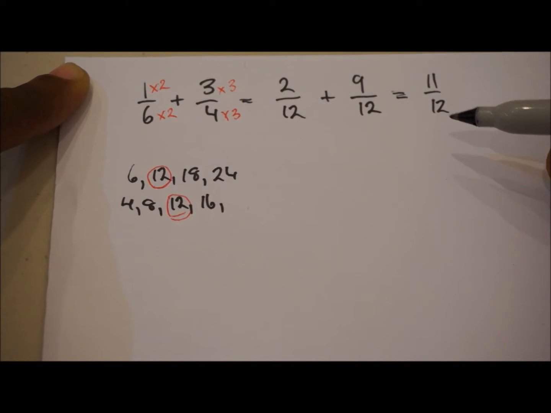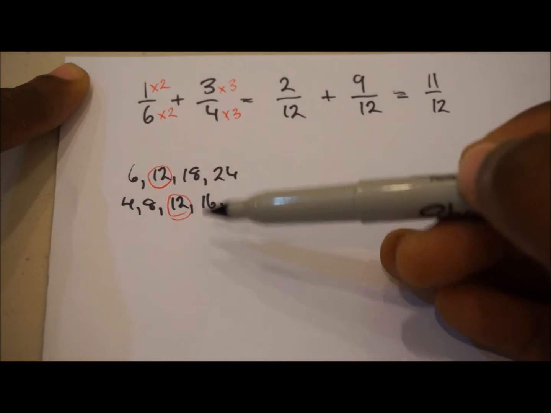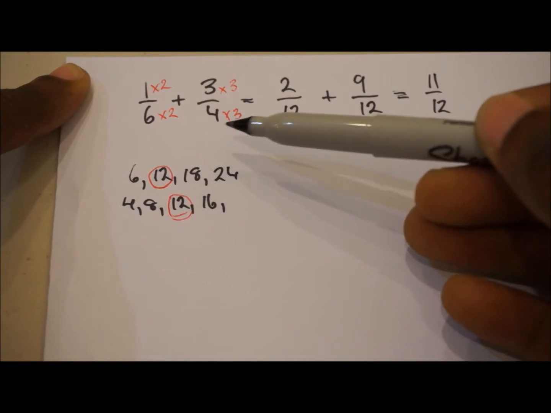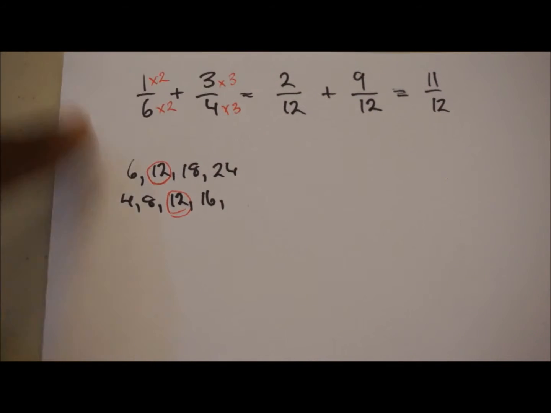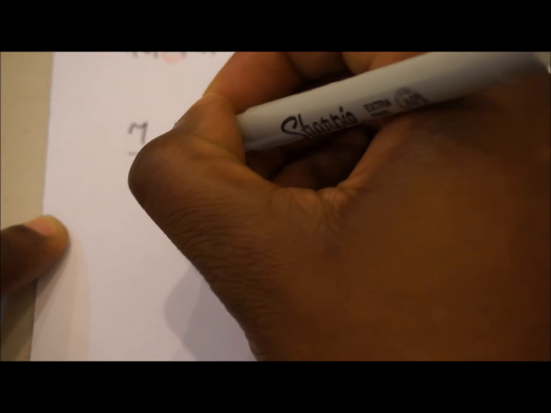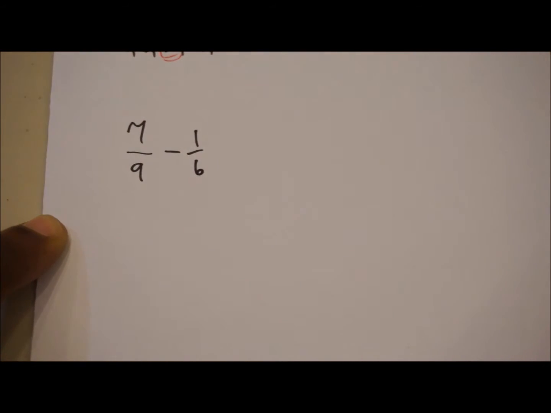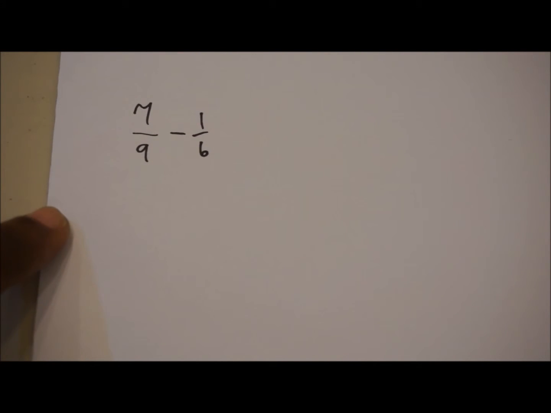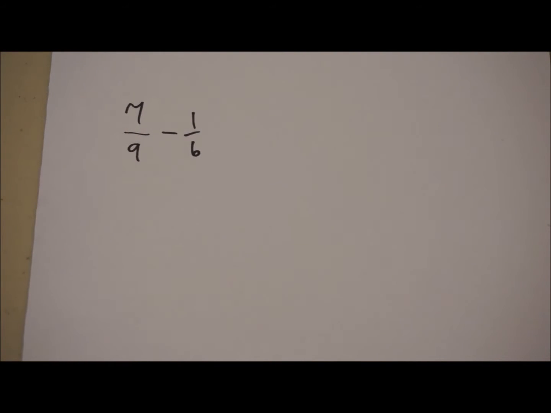Again, remember what we try to do is get our denominators to be the same by looking at our timetables for 6 and 4 and then using that to create equivalent fractions. Here's another example. We are asked to subtract 7 over 9 minus 1 over 6. We are going to do the same thing. First thing we recognize is our denominators are different. If our denominators are different, our first job is to say our timetables for 9 and 6 so that we can get a common denominator.